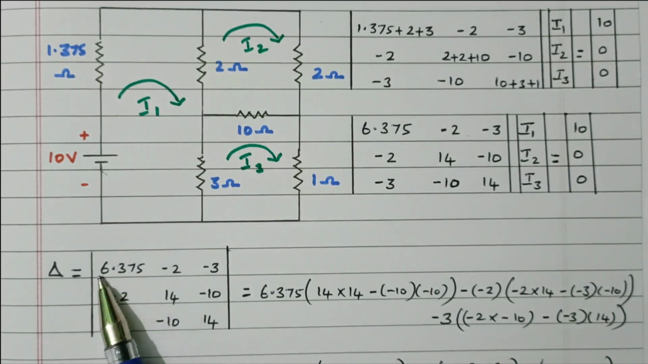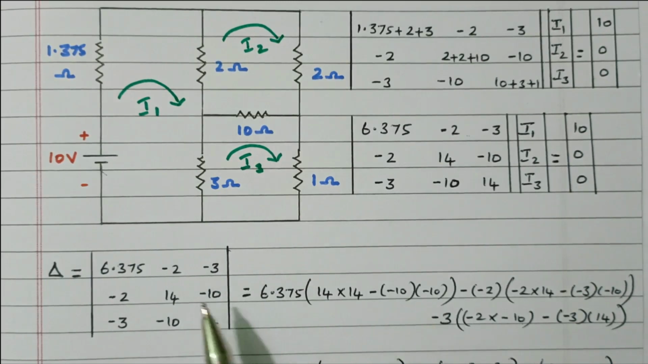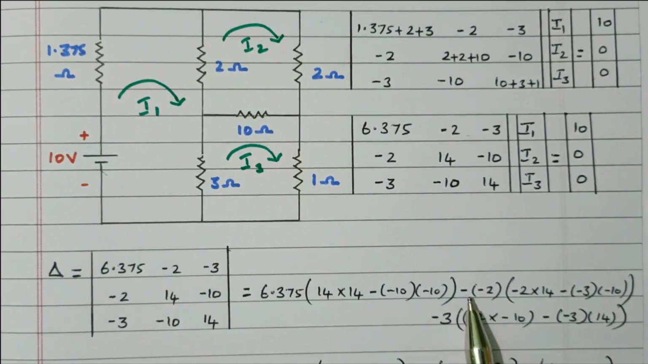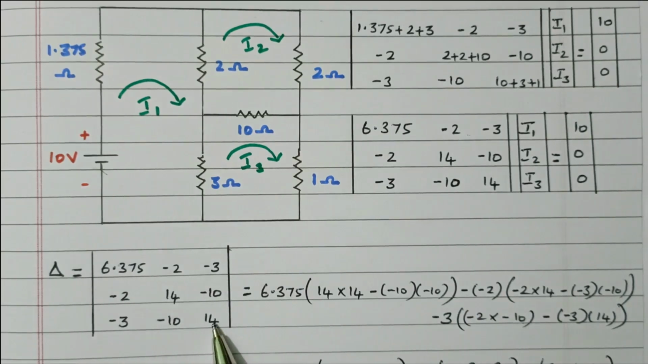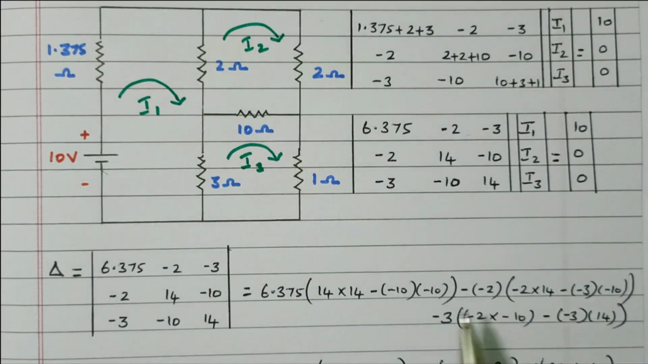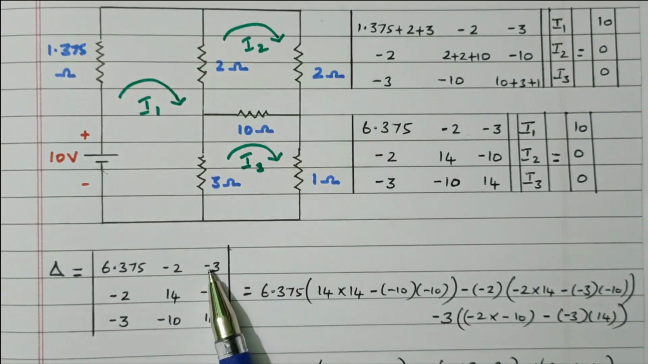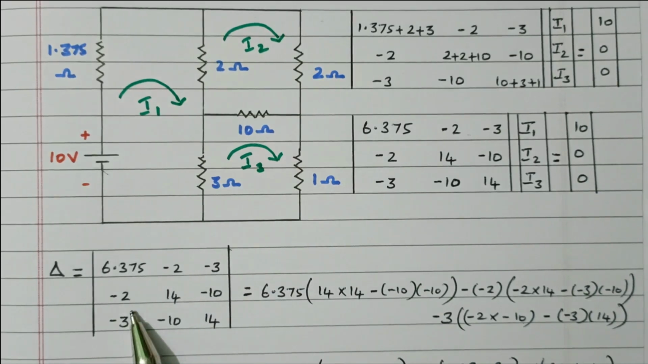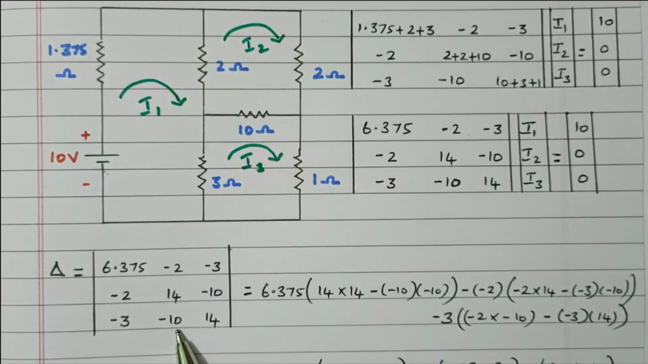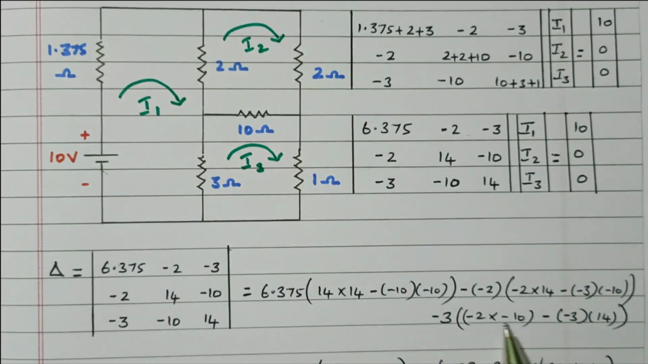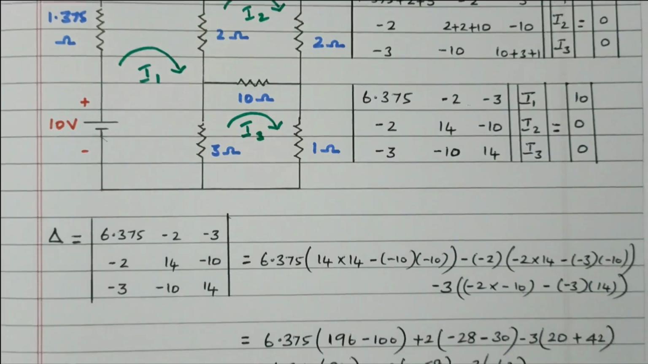So how to find that? 6.375: 14 into 14 minus 10 into minus 10 is written. Then minus 2, minus of minus 2. For the second case we are taking minus of minus 2. Then minus 2 into 14 minus 10 into minus 3, that is available here. Then minus 3. If we take minus 3, you have to multiply these two elements: minus 2 into minus 10, minus of 14 into minus 3. Right? All values are multiplied. I think we are able to understand the determinant.